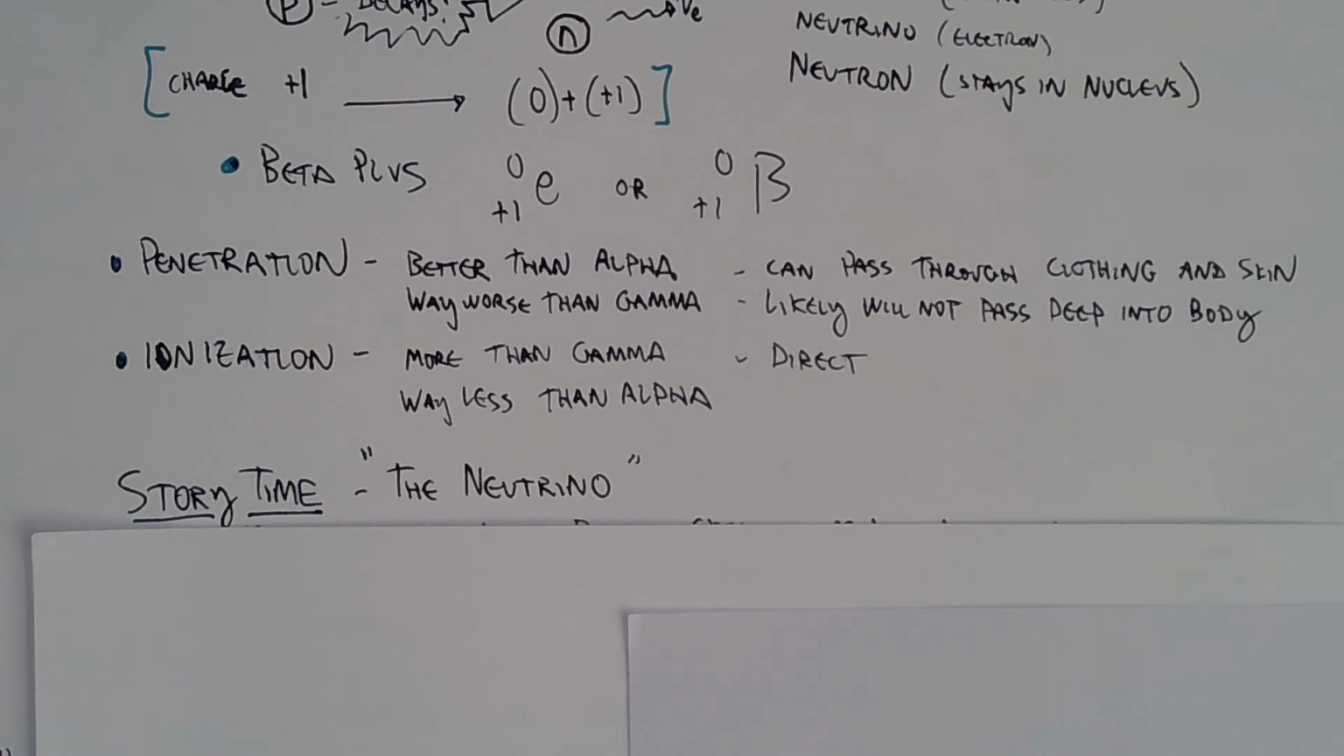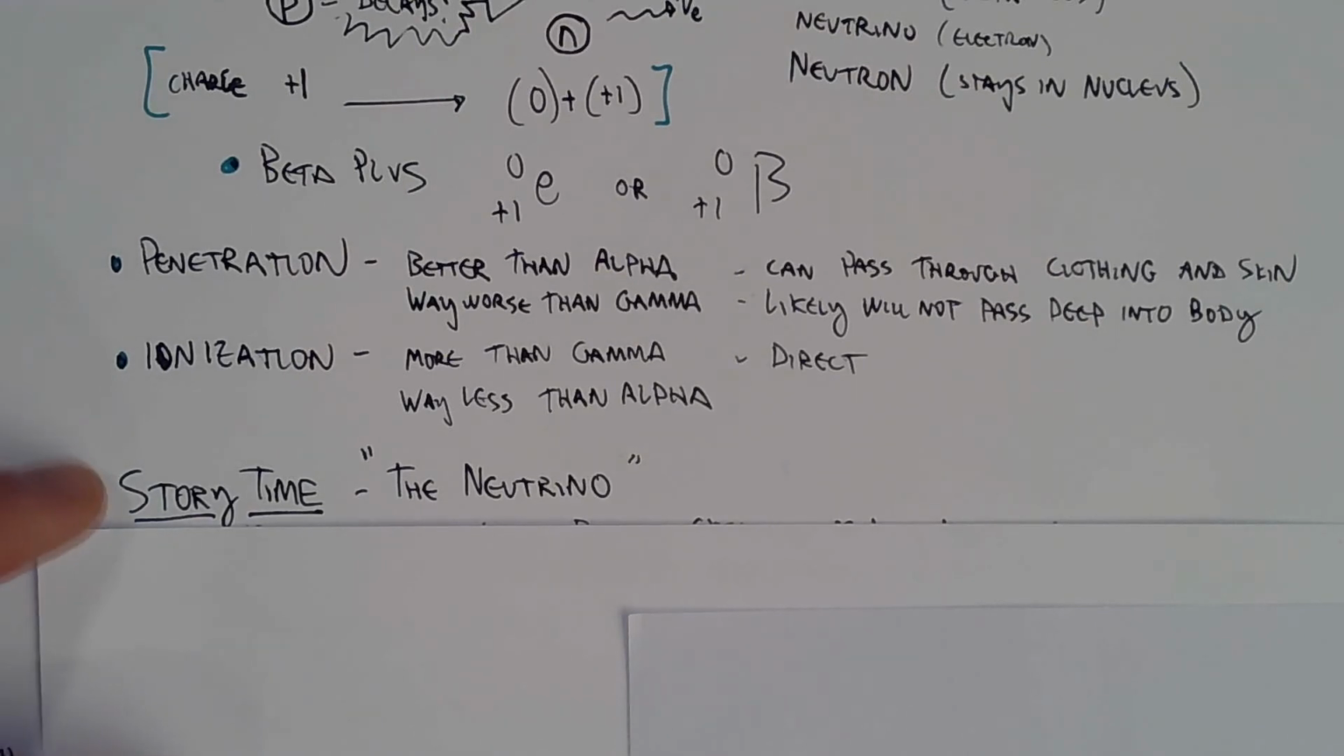Now the story begins in the 1930s. In 1930, we did not have something called a neutron. We didn't know the neutron existed yet, which I think is kind of weird, in historical perspective, to think that in like 1930 we didn't know about a neutron, but we didn't. We didn't know it existed yet.